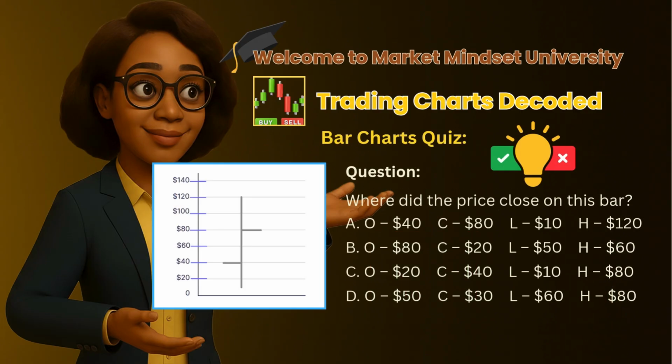Think fast. Let's examine the bar on the chart. Each bar tells a story, the OCHL. Now, which one identifies the correct OCHL? Is it A, B, C, or D? Take a minute to lock in your answer.